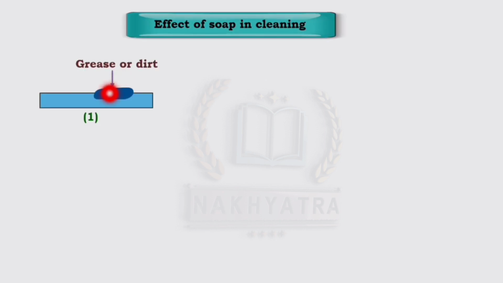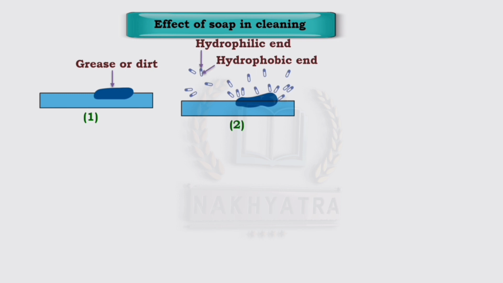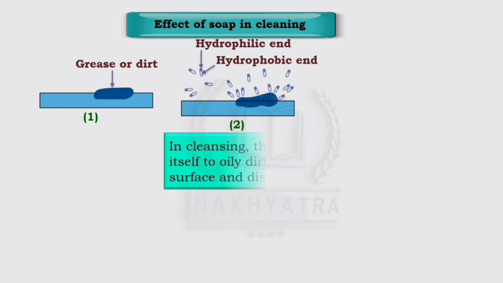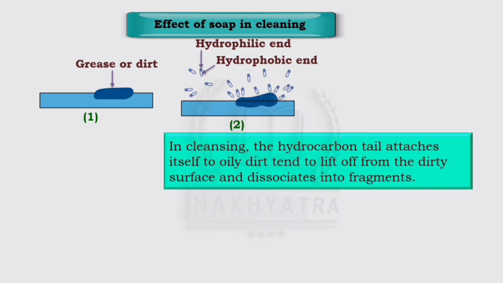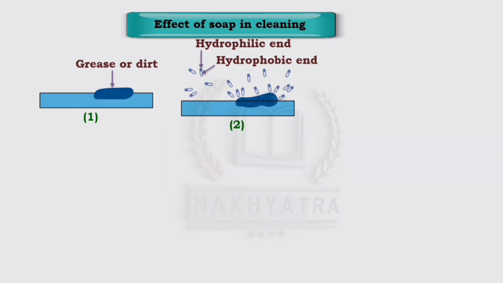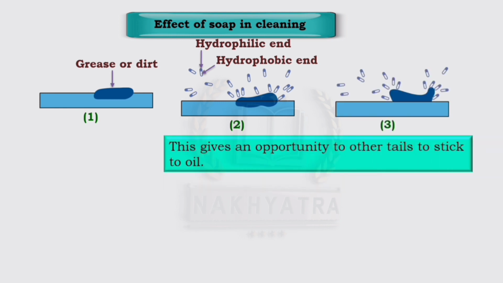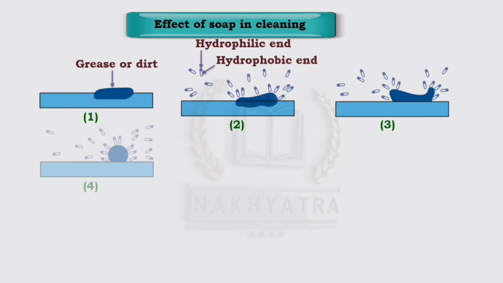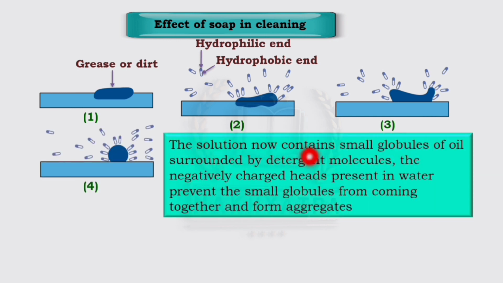This is grease or dirt, and when the soap is dissolved in water, it has a hydrophilic end and a hydrophobic end, right? So, in cleaning, the hydrocarbon tail attaches itself to oily dirt, tends to lift off from the dirty surface and dissociates into fragments. Here the hydrophobic ends attach themselves to the dirt and remove it from the cloth. But before that, it dissociates into fragments. This gives an opportunity to other tails to stick to oil. Now see here, the solution now contains small globules of oil surrounded by detergent molecules.